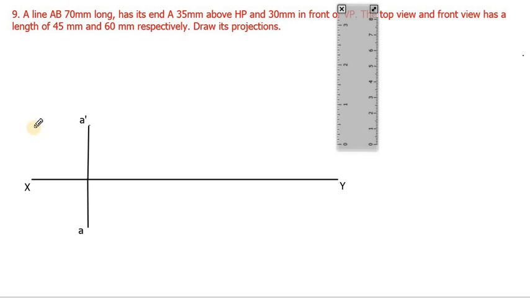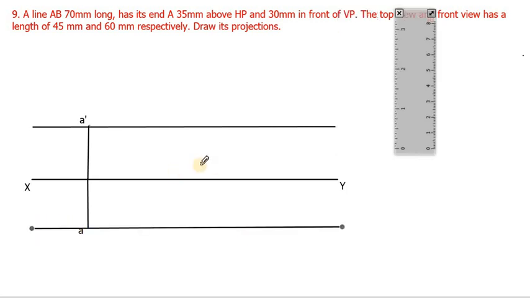Let us draw the locus line at this particular point. So this will be the locus of A dash. Similarly, draw a line crossing A, that will be the locus of A. Then let us name the locus line. Let this be locus of A dash and this be locus of A.